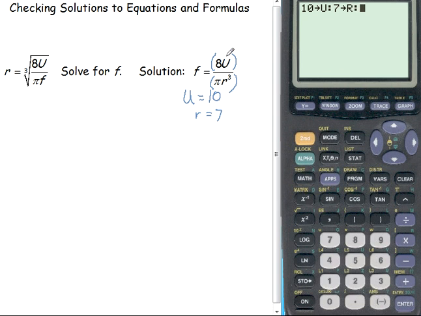And now let's insert the expression, open parentheses, 8u. I forgot where u was. Okay, wait a minute. There it is, above the 5. Close parentheses, divided by, open parentheses, pi again is right here, use the second key for that, r cubed. R is alpha times key, and raised to the 3rd power, and close parentheses. And hit enter, and you'll see the value of f. Okay? Now we're going to need this value for f. So let's store that. And if I just hit store, it'll take the answer and store it for f. And so that's our value of f.